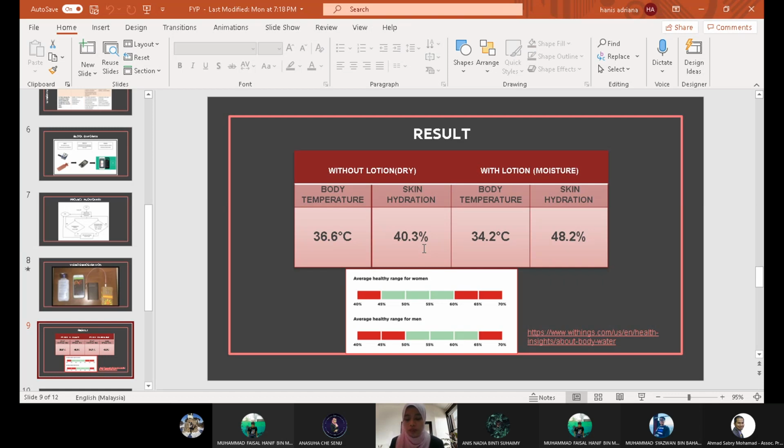This is because when we apply the lotion, it helps our body become moisturized and cool, so the temperature will drop. While for the skin hydration, according to the chart below, the percentage is below the average healthy range for women in the dry situation, but it rises a little in the moisture situation, where after I apply the lotion it reaches the average healthy range.